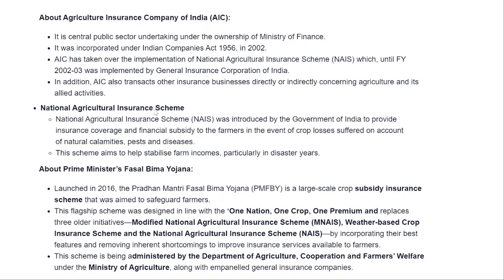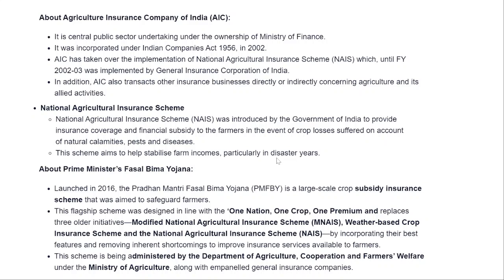The National Agricultural Insurance Scheme was introduced by the Government of India to provide insurance coverage and financial subsidy to the farmers in the event of crop losses suffered on account of natural calamities, pests and disease. So whenever there is a crop loss, this scheme will provide insurance coverage. This scheme aims to stabilize farm incomes, particularly in disaster years.